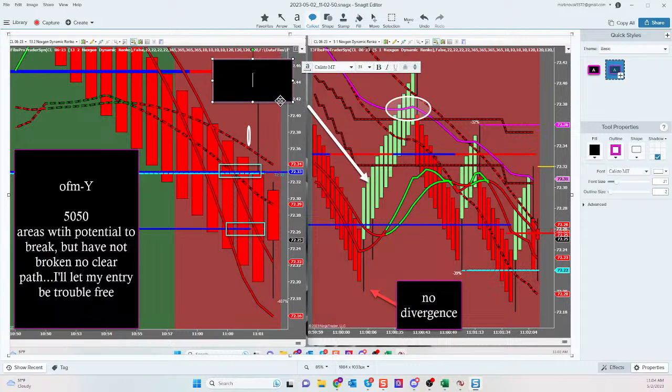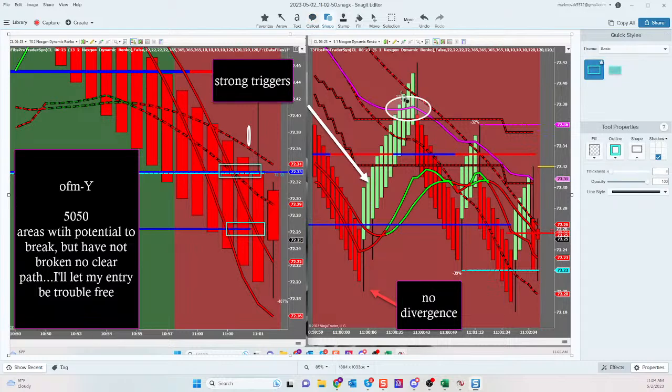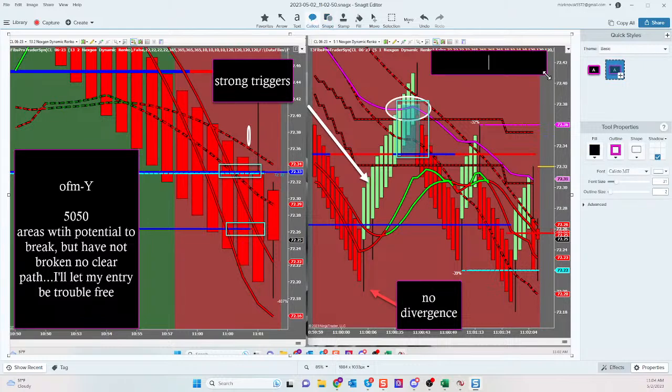I have strong triggers. Adding fuel to the fire. And then, guys, I have a small window of opportunity. This is 100% textbook, picture perfect 50-50 trade, guys. So I'm going to take this picture.